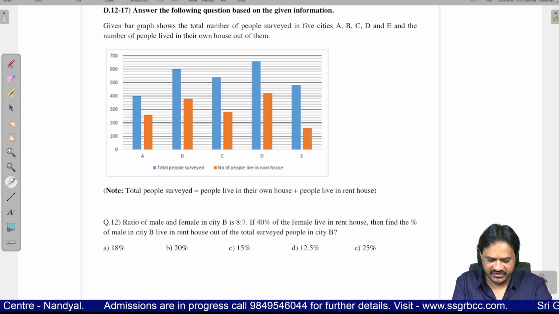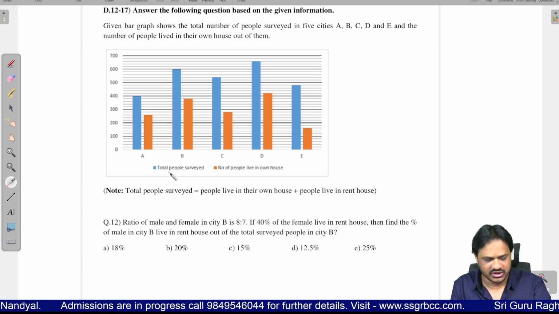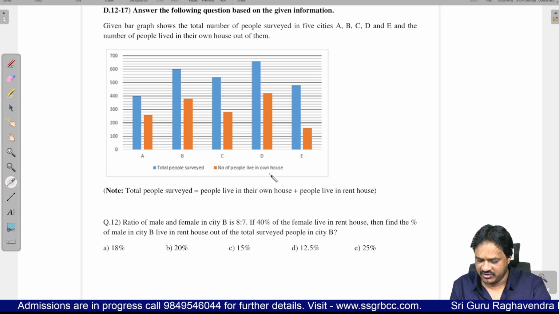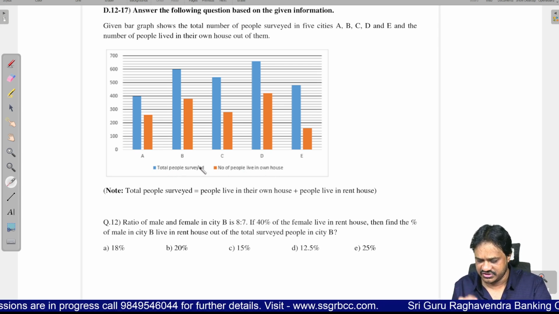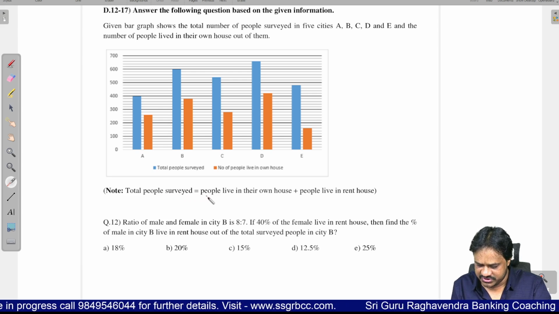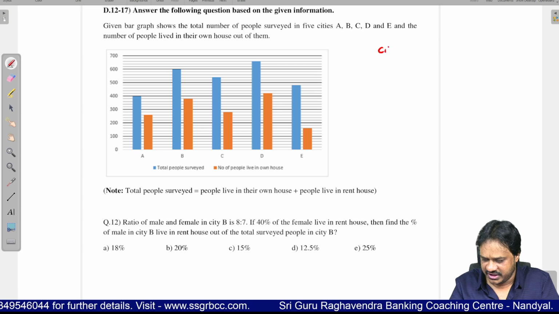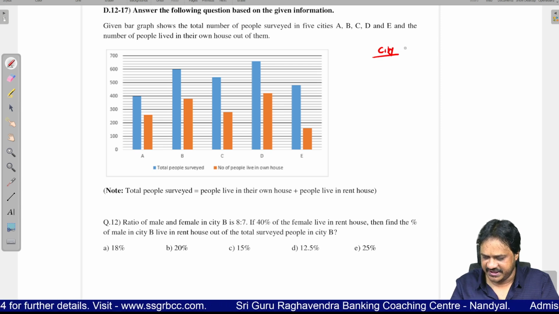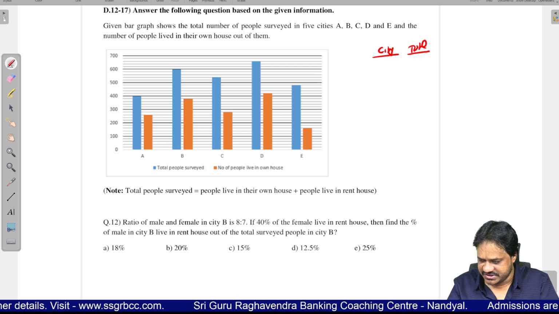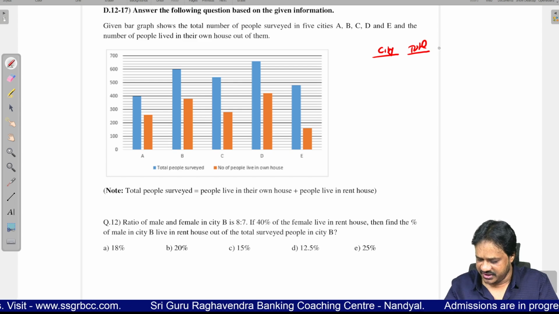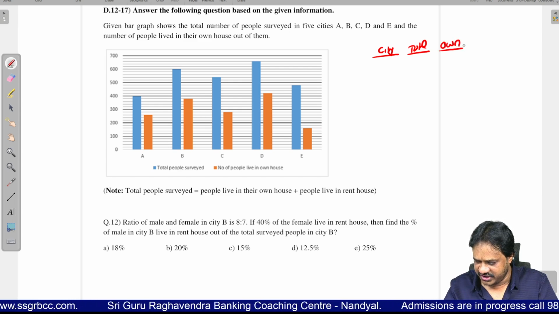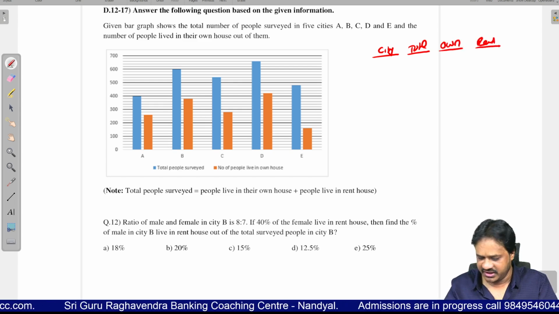So here we are having one data where total people surveyed is given, number of people living in their own house is also given. Now total people surveyed is equal to own house plus rented house. So all of you draw one table. First one is the city, next one is the total people surveyed, next one who are living in their own house, who are living in their rented house.